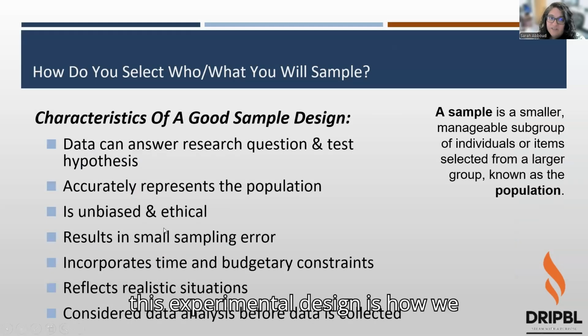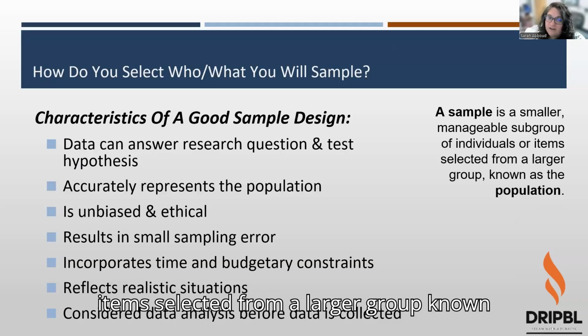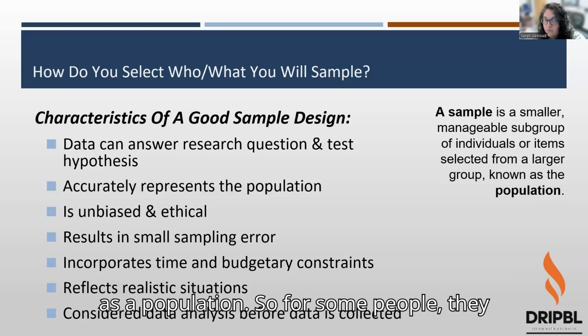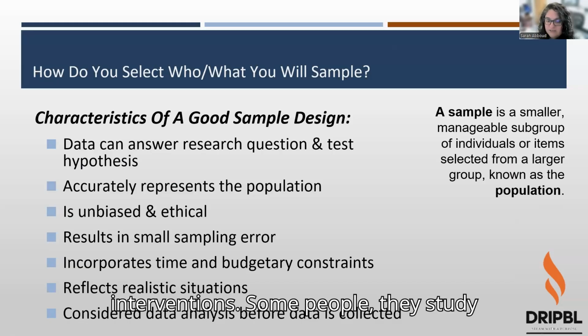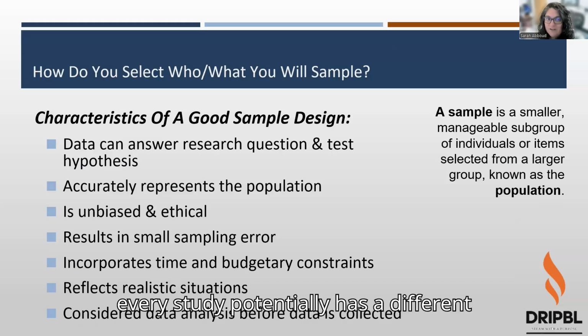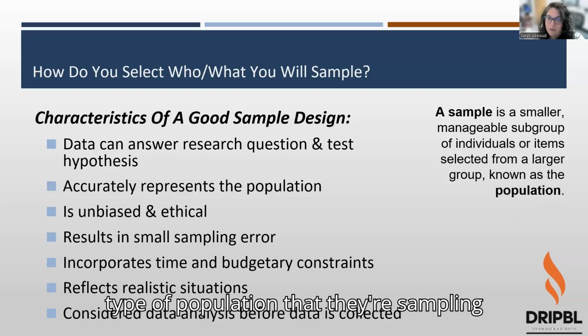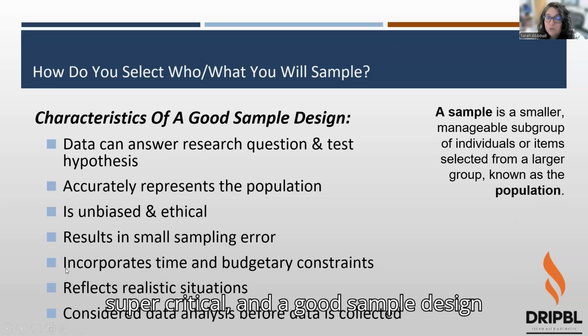One part of this experimental design is how we select a sample for our research, who we're studying. A sample is a smaller, manageable subgroup of individuals or items selected from a larger group, known as a population. So for some people, they study medical interventions. Some people, they study plant populations. So every study potentially has a different type of population that they're sampling from. So a sample design is super critical.